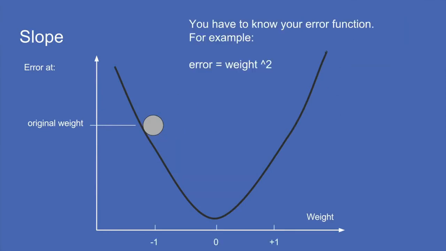Now to do this, you have to know what your error function is. So assume we had an error function that was the square of the weight, and you can see that our weight is right at -1. So the first thing we do is we take the derivative, change in error divided by change in weight, dE dW. The derivative of weight squared is 2 times the weight. And so we plug in our weight of -1, and we get a slope, dE dW, of -2.